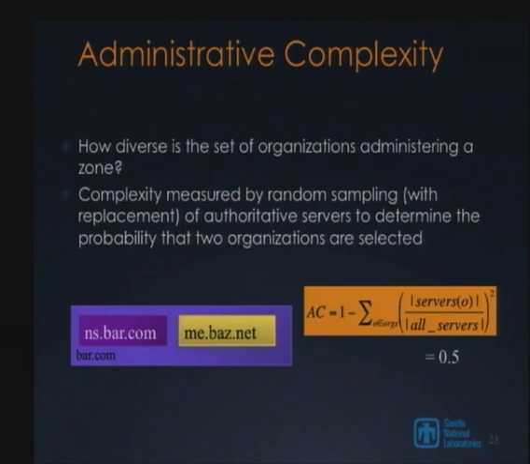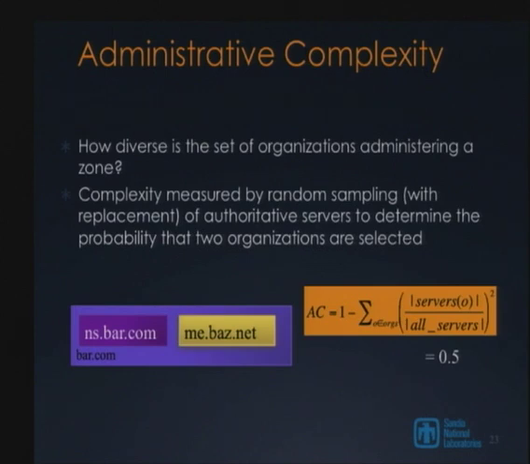So administrative complexity basically answers the question: how diverse is the set of organizations that are administering a particular zone? Go back to the example where you have Illinois, Indiana, and Purdue all hosting Purdue.edu's services. The way we do this, we wanted to have some idea of what the distribution looked like with a single number so we could do it for comparison.